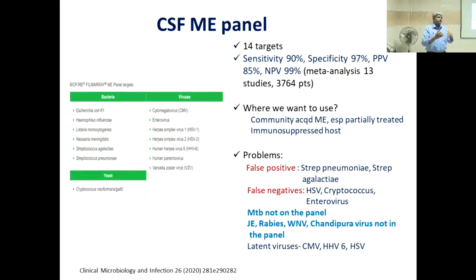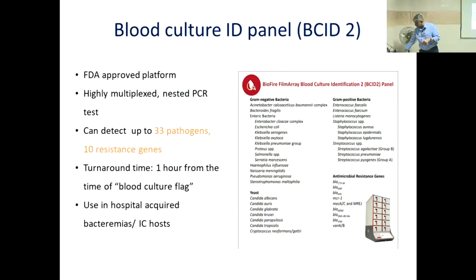Your India-specific encephalitis viruses like rabies virus, Chandipura virus, and dengue and chikungunya can cause encephalitis. None of them are in the panel. West Nile virus is not in the panel. So this is not an entire answer to your fever with altered sensorium, but it gives you a handle on what it could be. The latent viruses like human herpes viruses, CMV, most of this herpes group of viruses can reactivate, so interpreting their positivity in the CSF becomes a problem in certain situations.